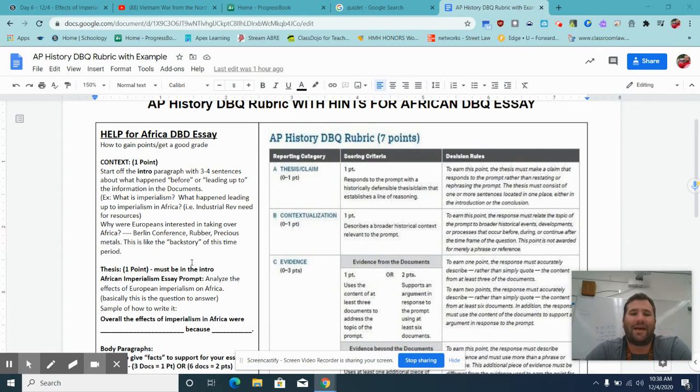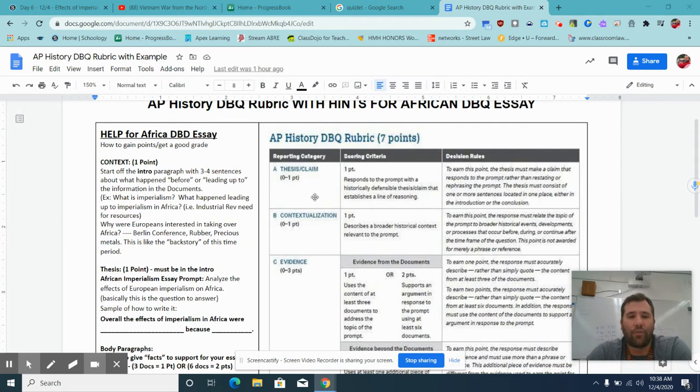If you are getting 7 points on this essay, there is a very good chance that you will pass the AP history test and get that college credit, which is essentially free money, right? If you pass this AP class, you get credit for your history class, and you won't have to take those classes in college, which is a very helpful thing if you're trying to save money or time or whatever it is when you get to college.